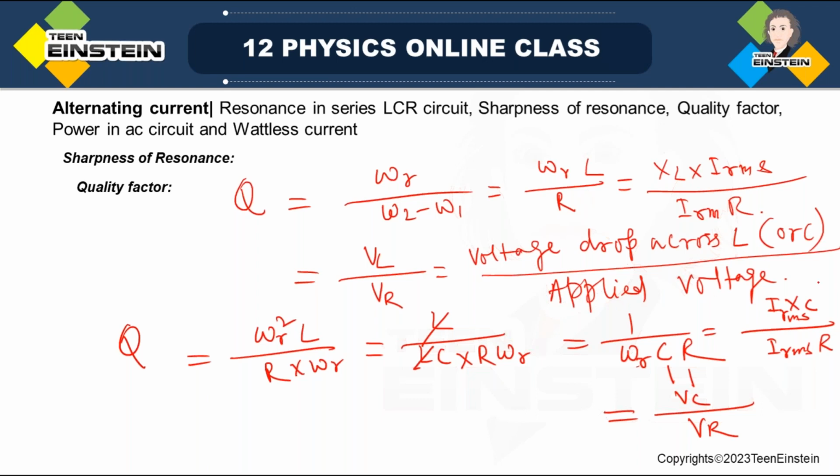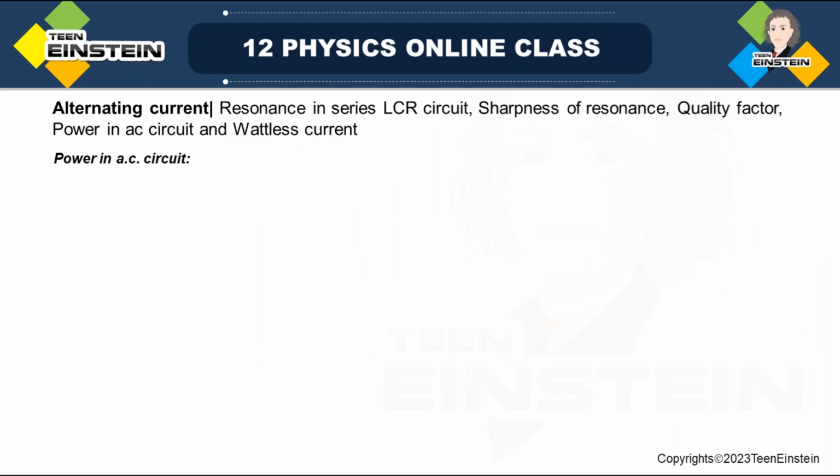I think it is already time. We'll stop here for today. We could discuss only resonance in the LCR circuit and sharpness of resonance, quality factor. Next day we'll learn about power in the AC circuit and wattless current, etc. And from here we'll learn one more thing, that is the choke coil. In the next class we will discuss power in the AC circuit.